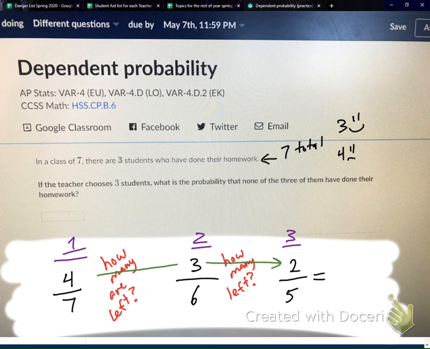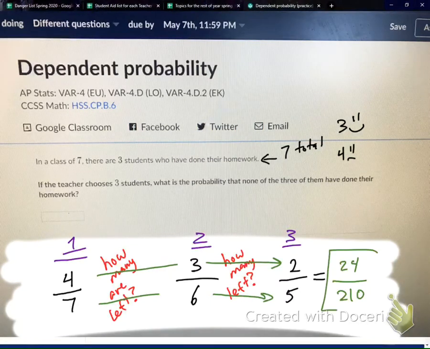So 4 times 3 is 12, times 2 is 24. And across the bottom, I've got 7 times 6 times 5. 5 times 6 is 30, times 7 would give me a 210. So as an unreduced fraction, a good answer would be a 24 out of 210. And you're welcome to reduce if you choose.